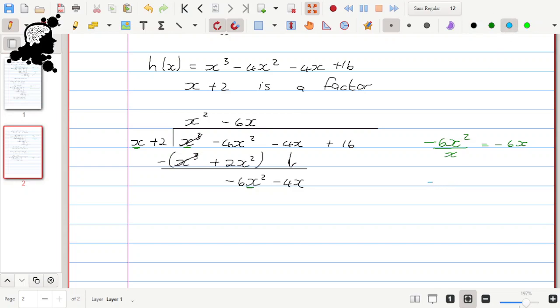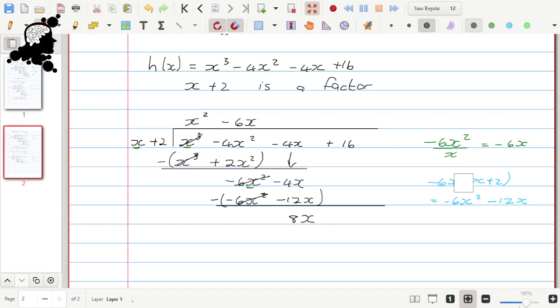We take that same negative 6x and put it above the division sign. Then we take that negative 6x and we multiply it by x plus 2. This is going to give us negative 6x squared minus 12x. So let's write that down. Negative 6x squared minus 12x. Wonderful. We introduce some brackets and we subtract. Let's put a proper line here. Right, let's look at this. Negative 6x squared minus negative 6x squared, that's going to cancel out. Negative 4x minus minus 12x. That's going to give us negative 4x plus 12x, which is just going to be 8x.